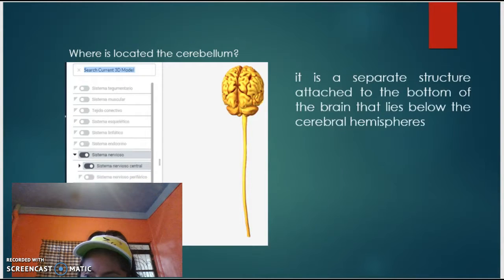Where is located the cerebellum? It is a substructure attached to the brainstem, below the cerebral hemisphere.